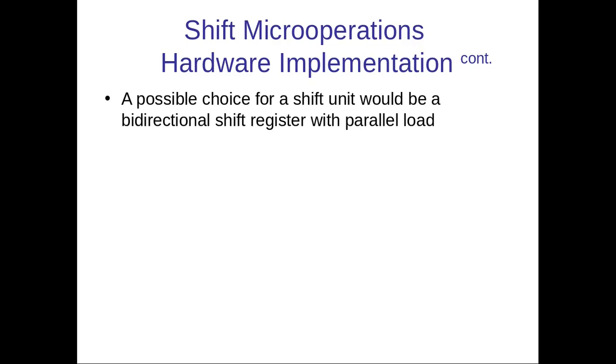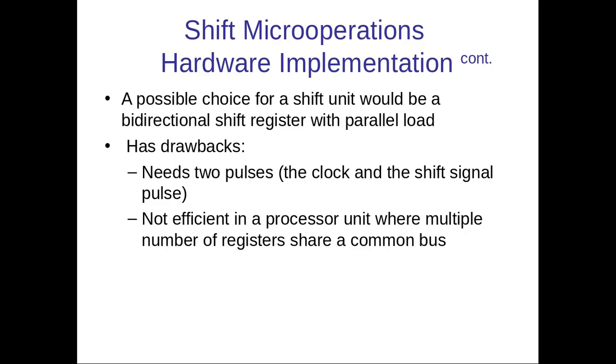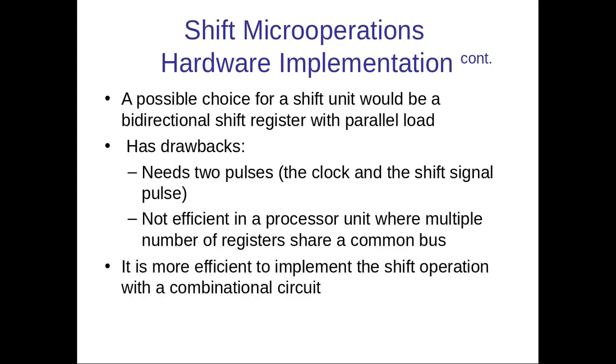Shift micro operations hardware implementation. A possible choice for a shift unit would be a bidirectional shift register with a parallel load. But it has drawbacks: it needs 2 pulses, the clock and the shift signal pulse. It is not efficient in a processor unit where multiple registers share a common bus. It is more efficient to implement the shift operation with a combinational circuit.